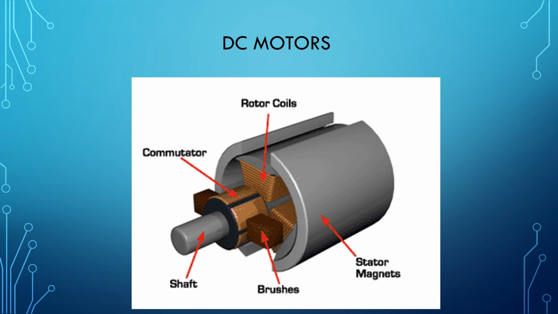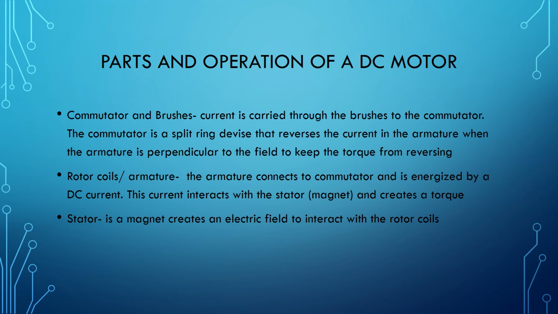To start with, I have included a simple picture of a DC motor. Here you can see a list of the main parts of a DC motor. You have the brushes, stator, rotor coils, the commutator, and the shaft. Each part has a specific function, which you can see I have listed here for you.